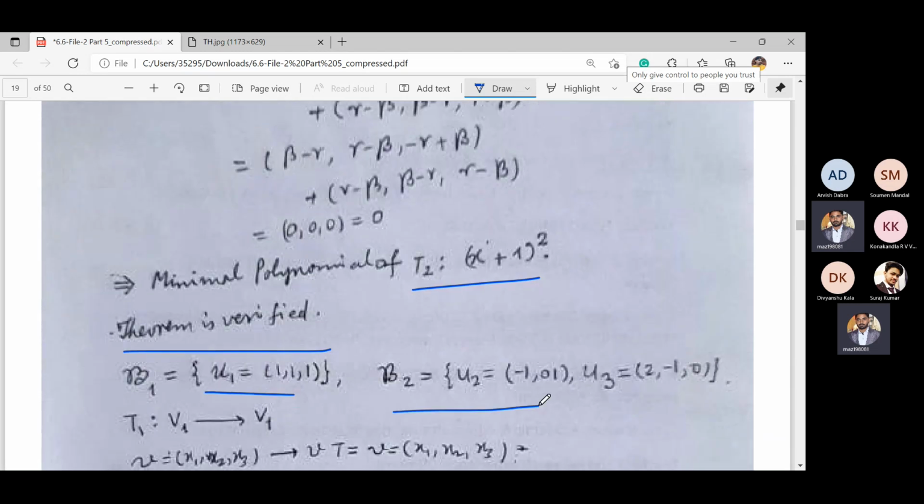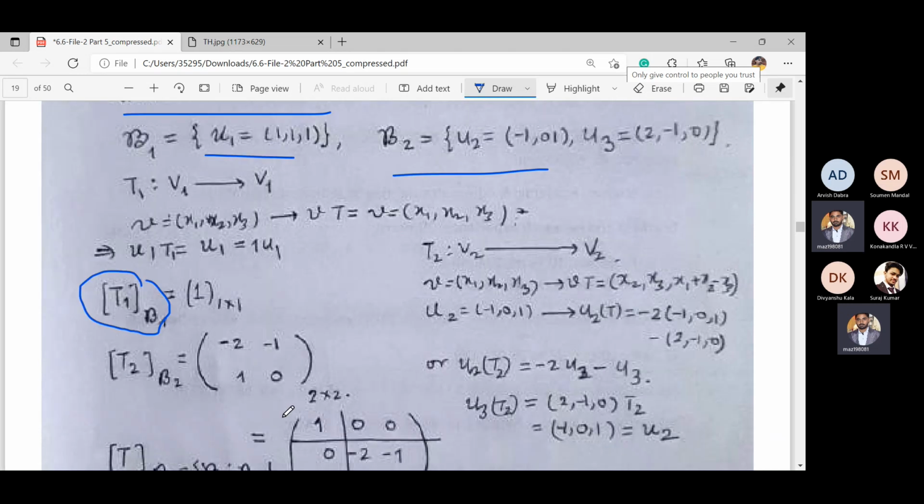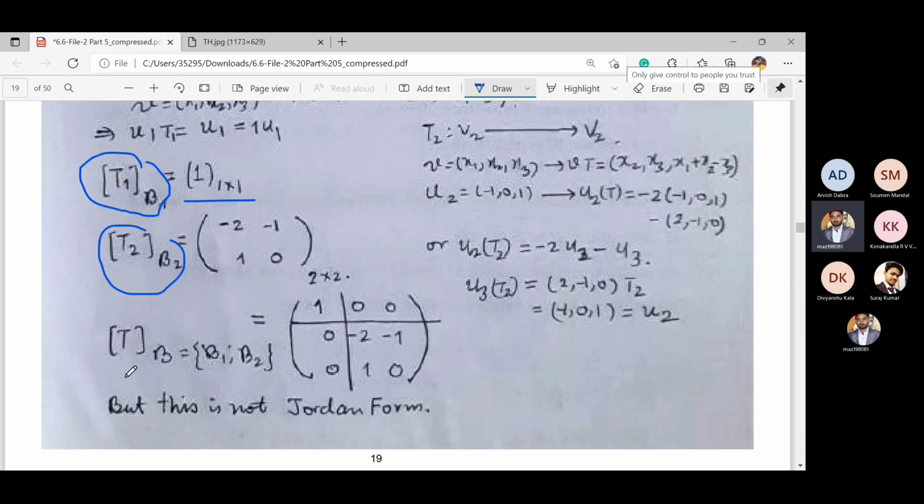Now B1 is this, B2 is this. So we take the matrix form of T1 with respect to B, which is of size 1 cross 1, and T2 is the matrix of this form. So we can put this together, and we get the matrix T of this form.